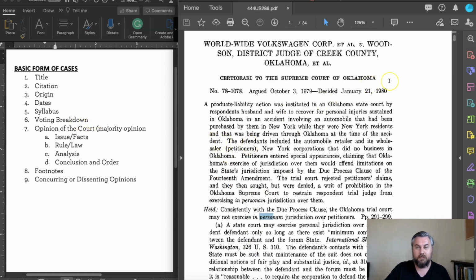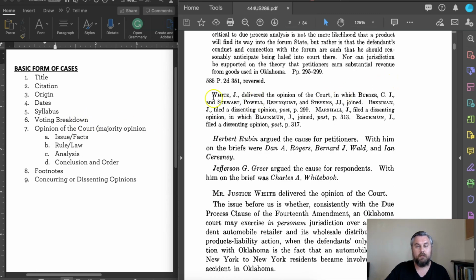After the syllabus, what you're going to find is you also get a breakdown of the voting. How did the justices make their decision? So who decided what? How did they align up with one another? What is the majority opinion? Who voted in favor of the majority opinion? Who concurred but wanted to write a separate opinion? Who dissented? In other words, who's voting against this? And it gives you a nice window of the breakdown.